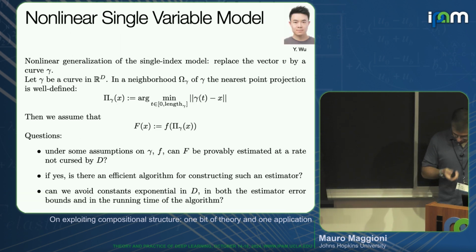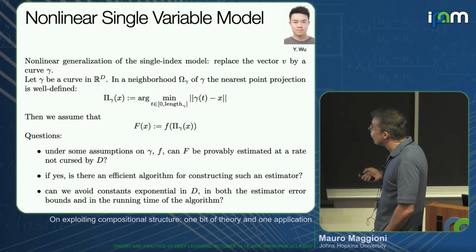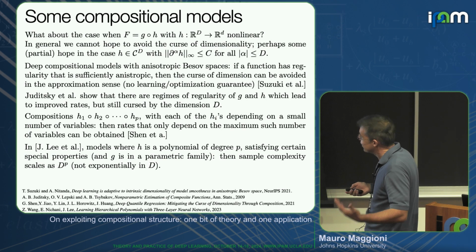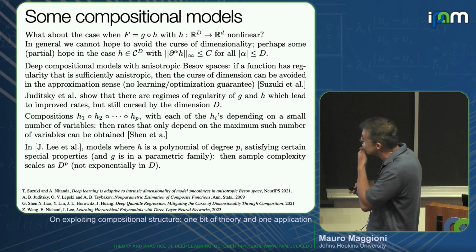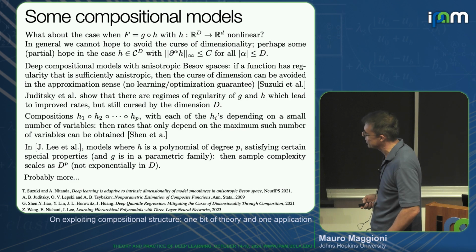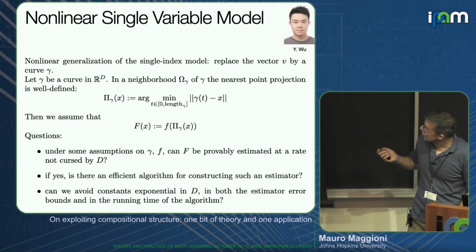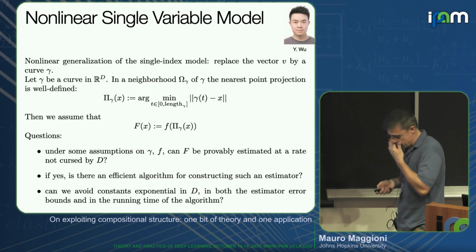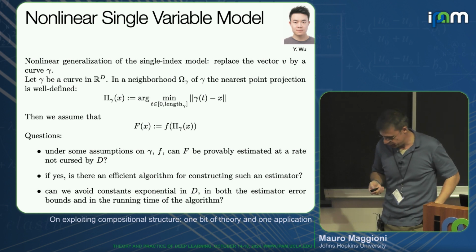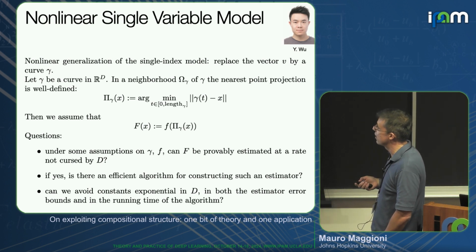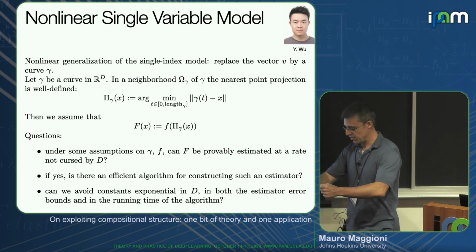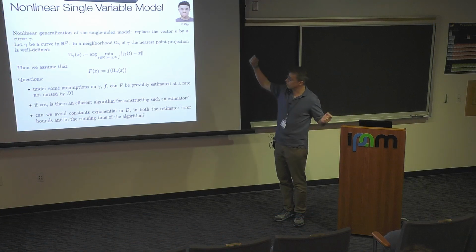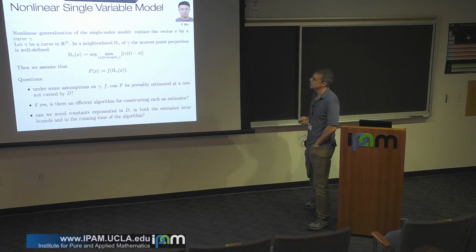All right, so let's talk about a simple model. The conclusion of this is that there are lots of open questions about these models G composed with H, and so we start simple. In a work that hopefully is going to be on the arXiv next week with my student Yan Tao, we introduce and consider the following model. We call it the nonlinear single variable model, where we replace the line in the single index model by a curve. That seems a natural generalization.